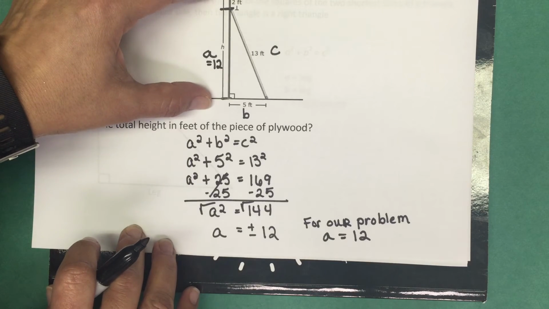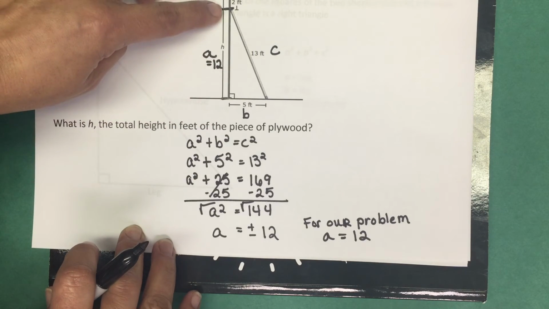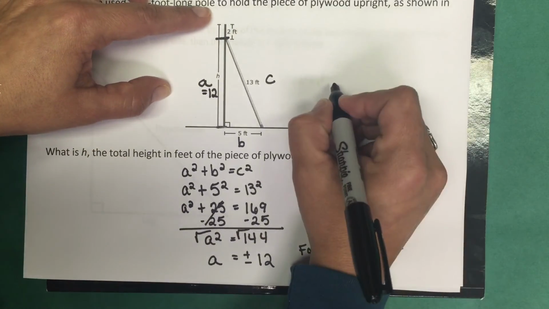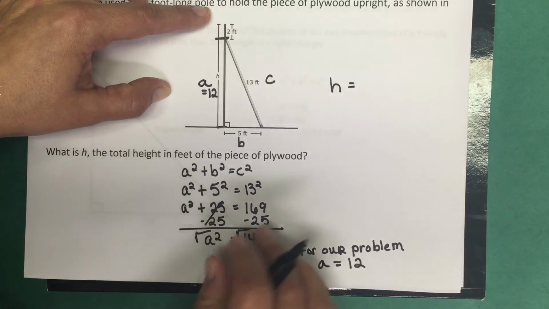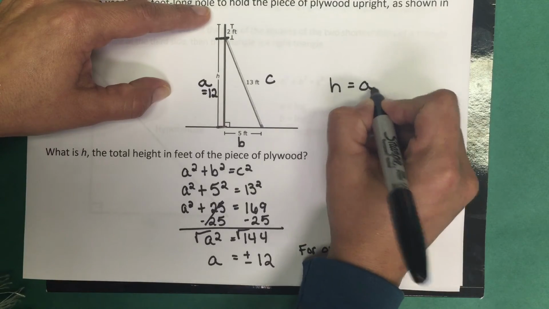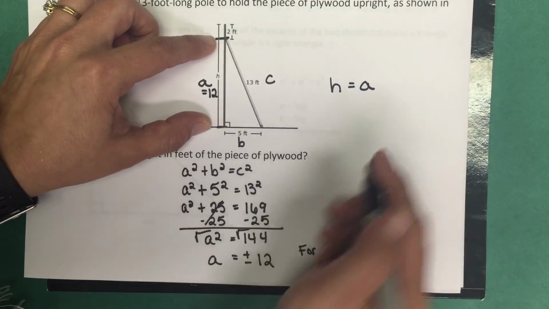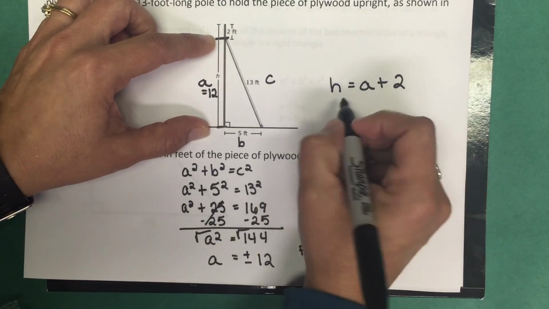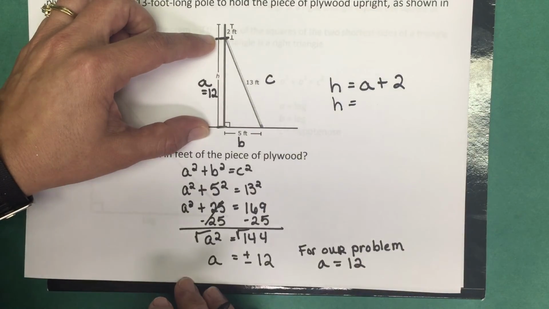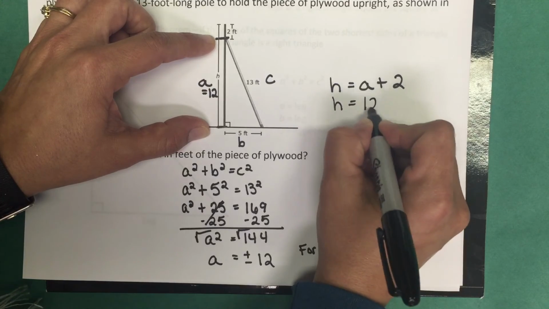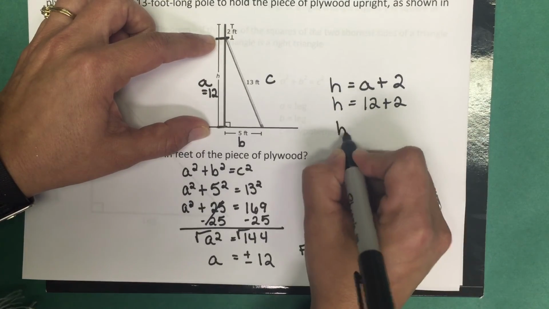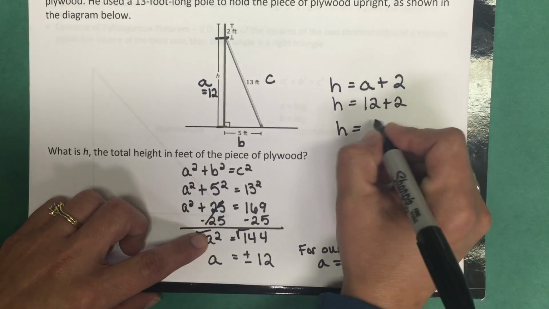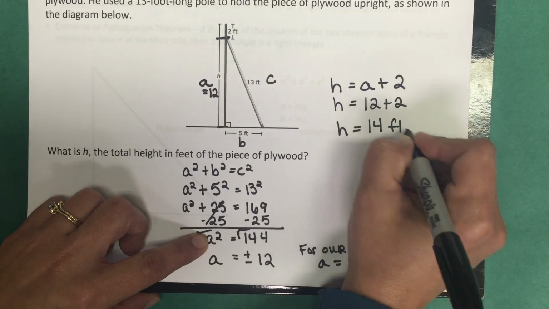But we want to know h. So h is the length of the triangle leg plus 2 more feet. So to find h, we have to take the length of this leg of the right triangle, which was a, and we're going to have to add 2 to it. Well, we found a. We solved for a using the Pythagorean theorem. We know a is 12. So the height of this piece of plywood is 14 feet.